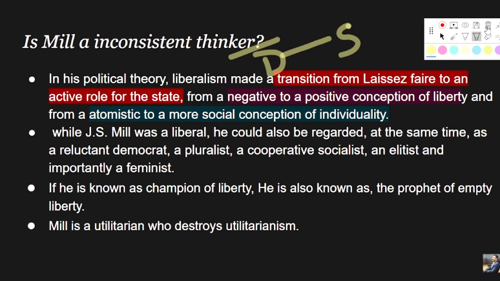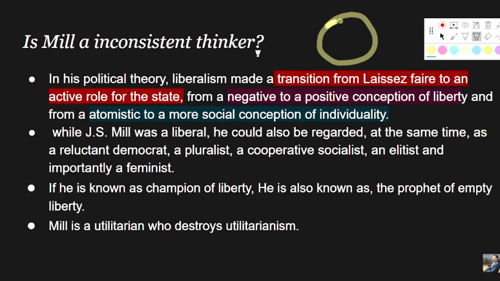This will also give you a glimpse of the entire idea of Mill, right? Why are we doing this? What is the importance of this particular slide, that is, is Mill an inconsistent thinker? The importance here is that it will give you an entire glimpse of what Mill's idea looks like, right? So in his political theory, liberalism made a transition from laissez-faire to an active role for the state, from a negative to a positive conception of liberty, and from an atomistic to a more social conception of individuality, right?